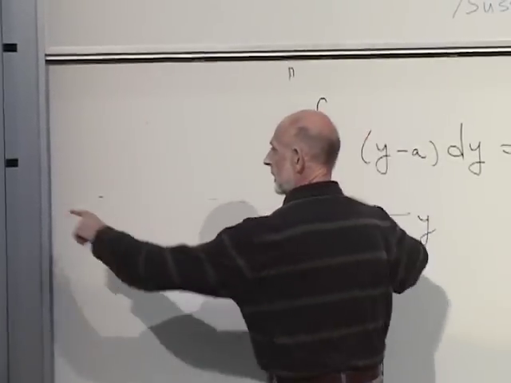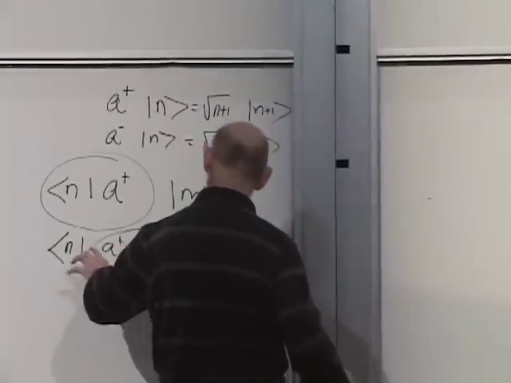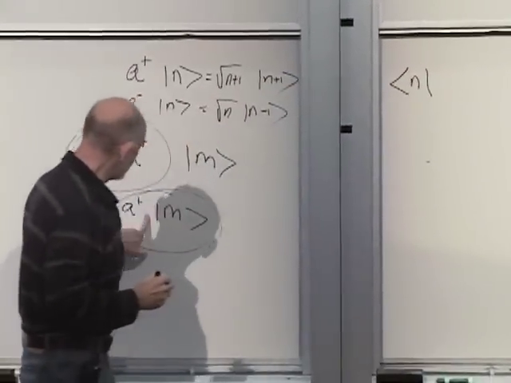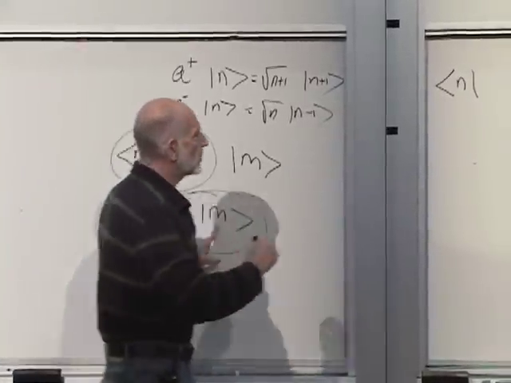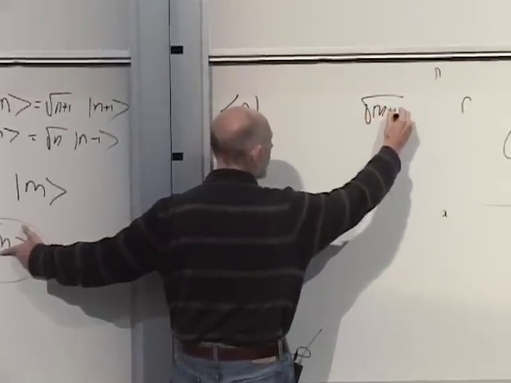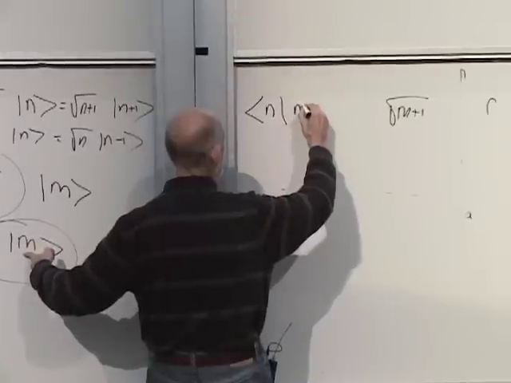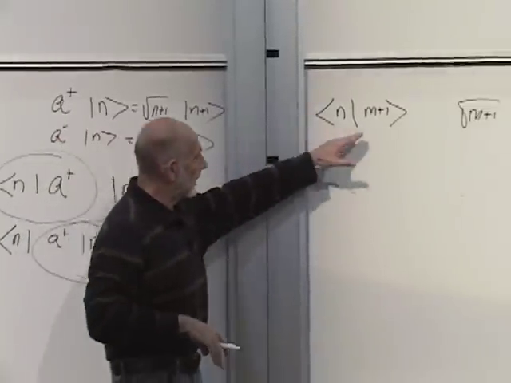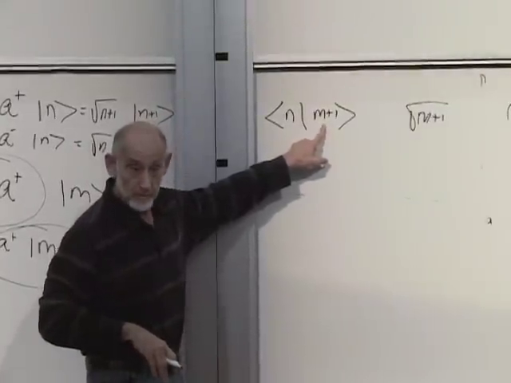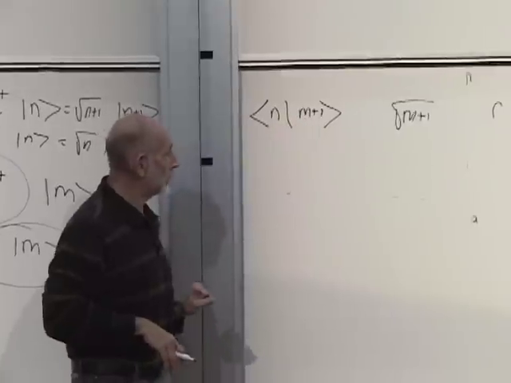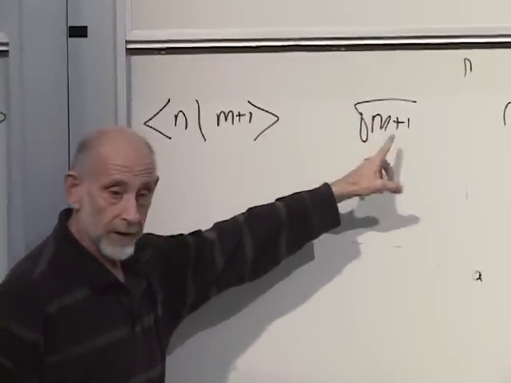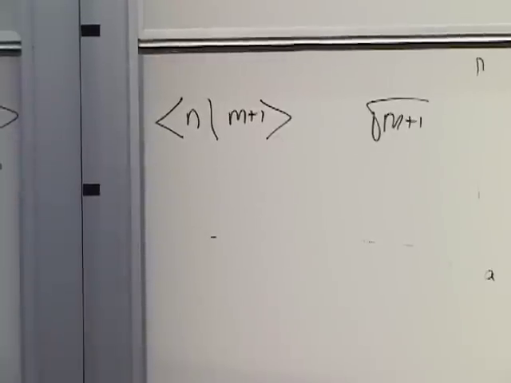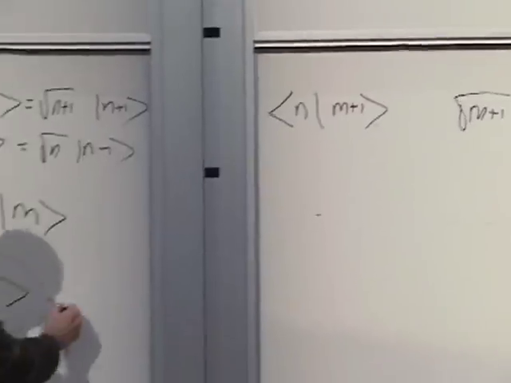All right, let's see. Let's first take the bottom line here and calculate it. It's the bra n, and now A plus acts on m. What does that give? Square root of m plus 1, that's a number. We take it outside. Square root of m plus 1, and then the ket m plus 1. What does this give? This factor gives 0 unless n is equal to m plus 1. If n is the same as m plus 1, then you get the number square root of m plus 1, which also happens to be the square root of n, of course. So that's one way of calculating, that's this over here.